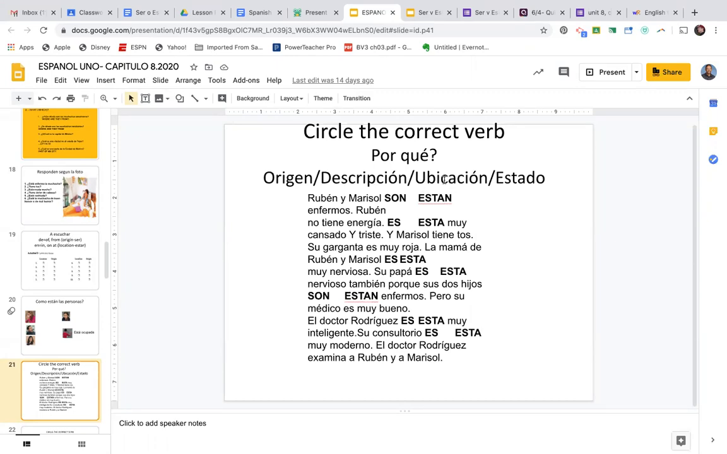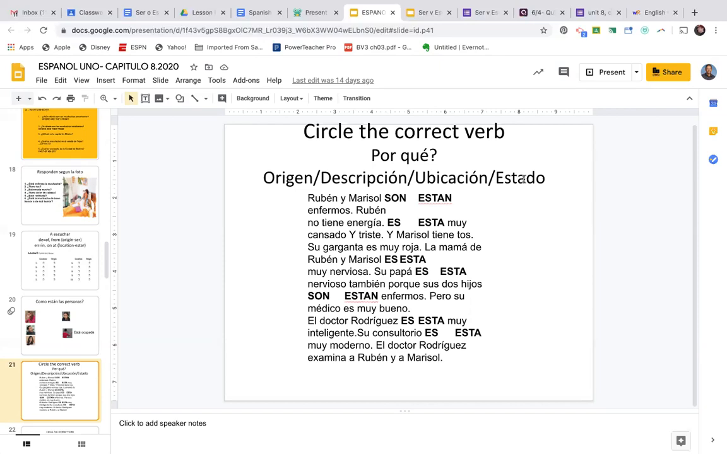Now with estar, we have ubicación. What the heck does ubicación mean? That is the word for location. When you're expressing where someone is at a current moment, we use the verb estar. Estoy en casa. I am at home. You heard the verb estar there. If you wanted to say she is in California, está en California. So location, the verb estar.